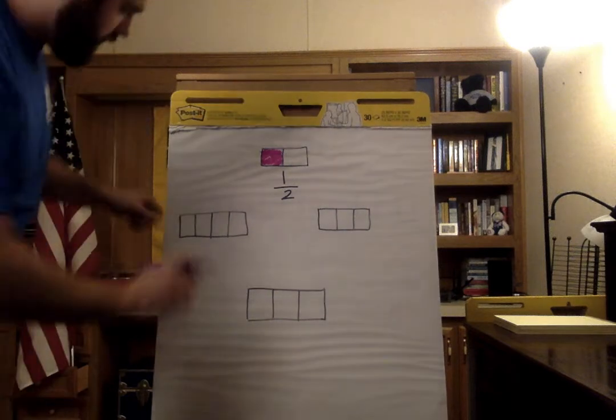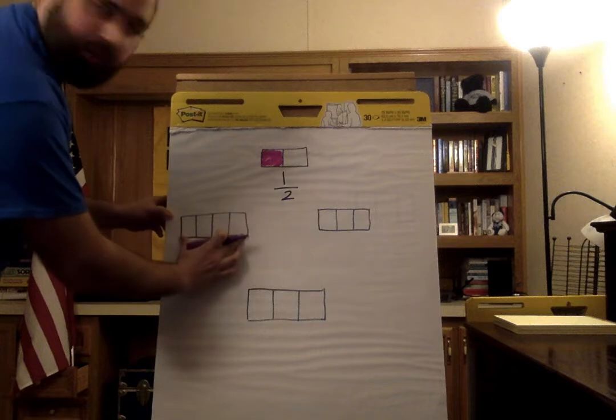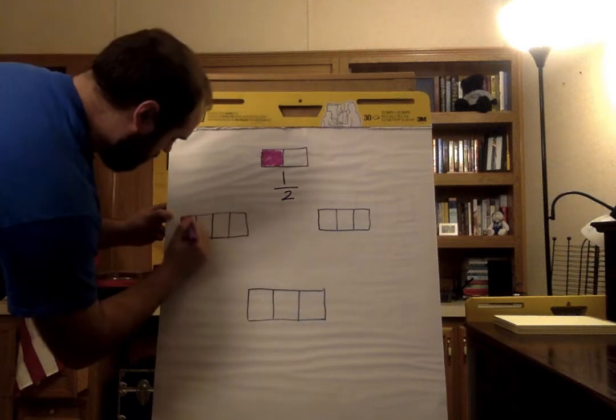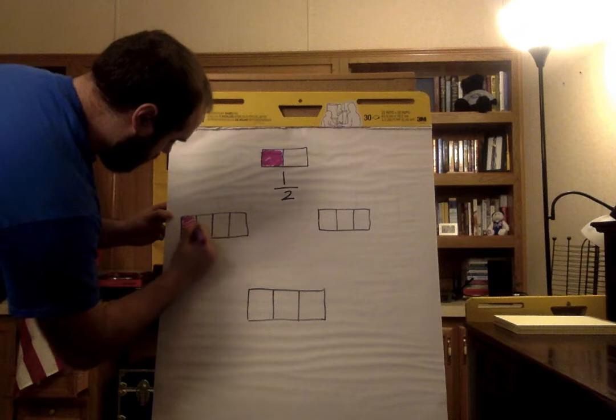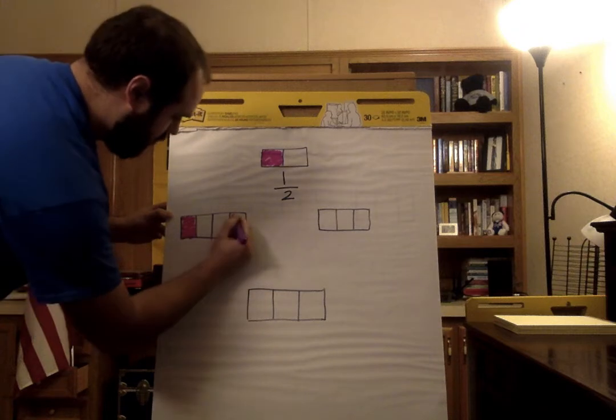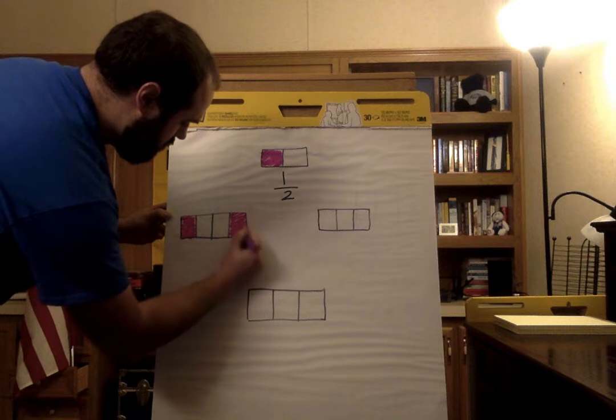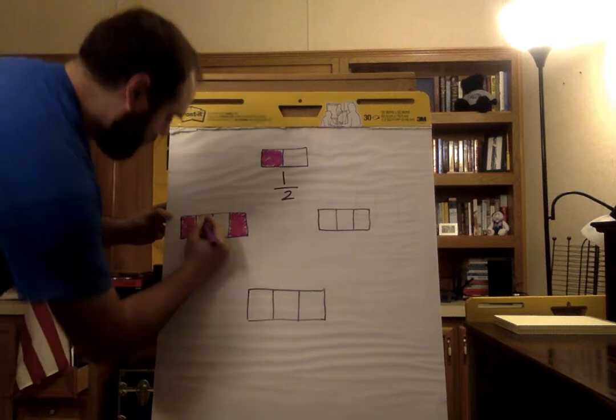Same thing for this one right here. We have 1, 2, 3, 4 parts to it. They're split up into equal parts, so we can start coloring them in. But guess what? It doesn't have to be in any order. We can color this one over here, right? And then we can color this one right here.